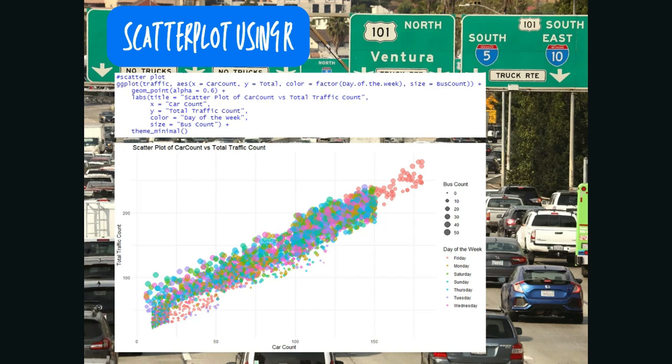For days of the week variations, the different colors represent different days of the week, and there doesn't appear to be a dominant color in any specific area of the plot, suggesting that the day of the week does not significantly alter the overall relationship between car count and total traffic count. And the traffic distribution shows that the plot has a wide distribution of traffic counts, especially as car count increases. And this indicates variability in how other vehicle types, including bikes, buses, and trucks, contribute to the total traffic at different car counts.